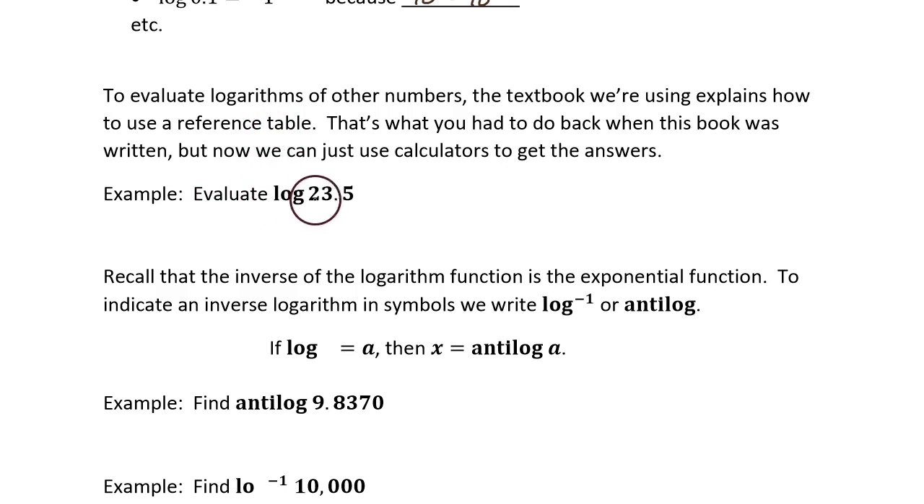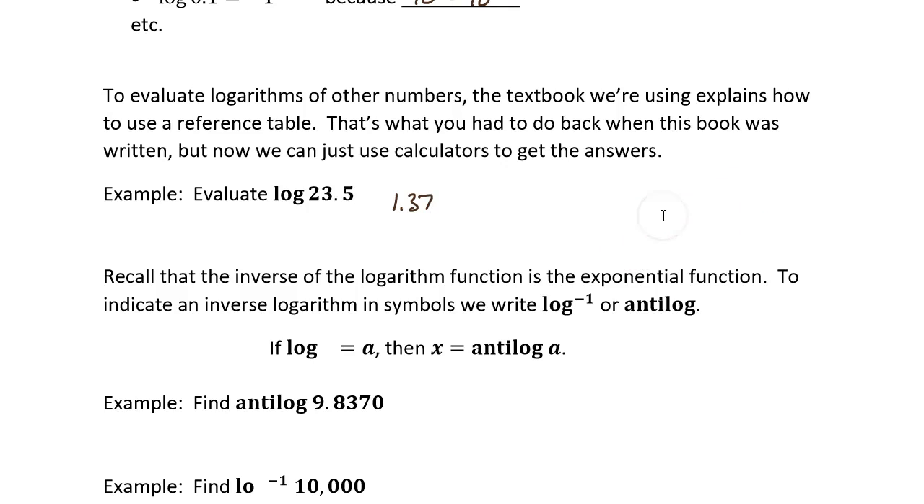So to evaluate a number like log of 23.5, use your calculator and just press the button that's called log and type 23.5 and hit enter. I'll pause the video for you to try that. And the result, if you round it to just a few decimal places, is 1.37.